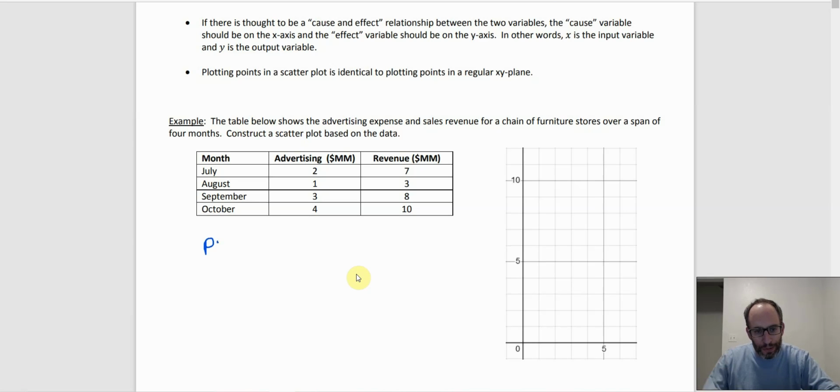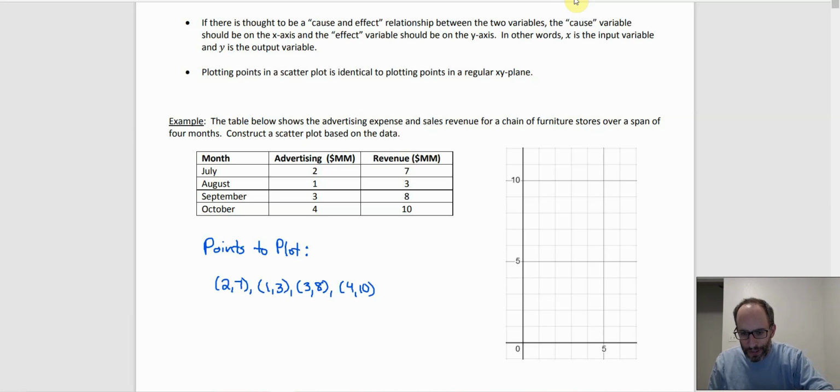Oops. Started to write the word plot, and I meant to start writing the word point. Confusing myself here. So points to plot. There should be 4 of them. So we're going to have to plot the points 2, 7 for July, then 1, 3 for August, then 3, 8 for September, and then 4, 10 for October.